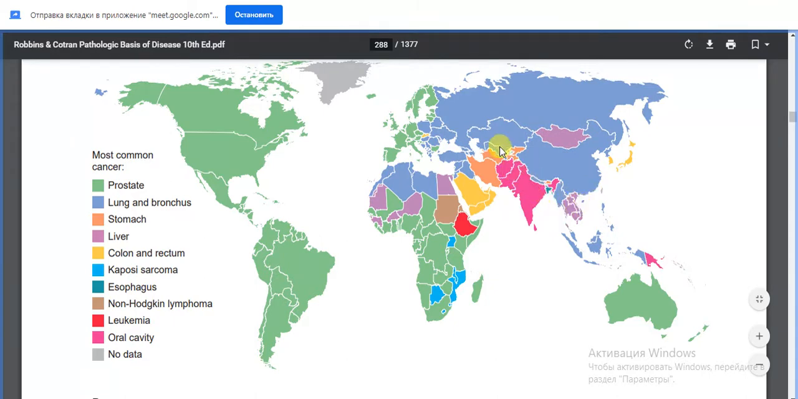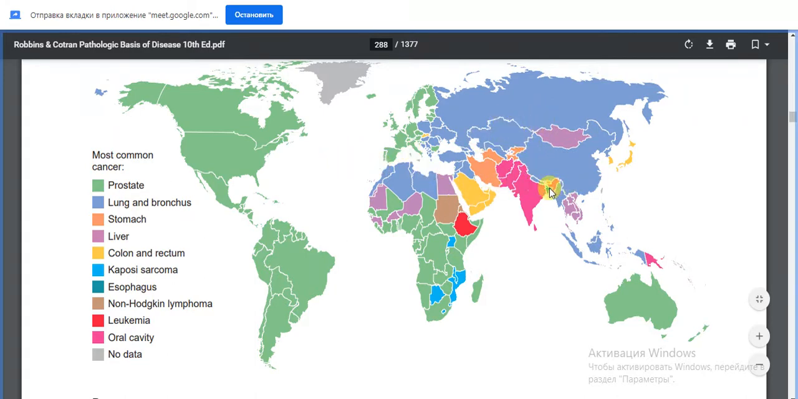But in Asia, in our region, in the post-Soviet Union and China region, without Tajikistan and Kyrgyzstan, lung and bronchus tumor is very common. What is it related to? It is related to smoking. In these countries, the smoking rate is very high, and that's why where we have a lot of smokers, they have lung and bronchus tumors.